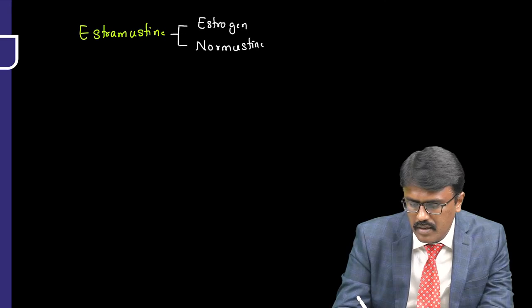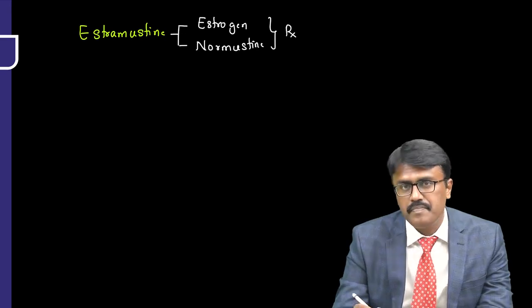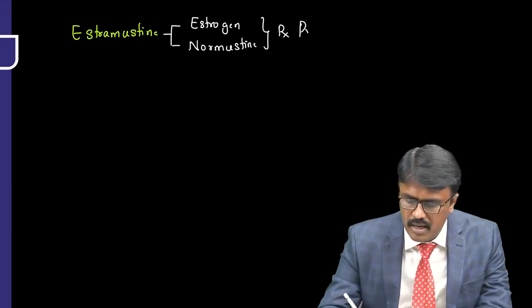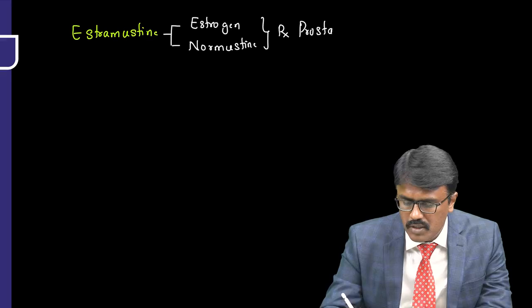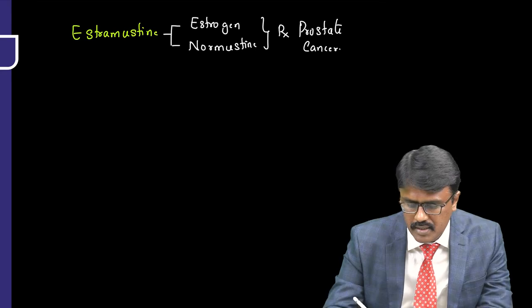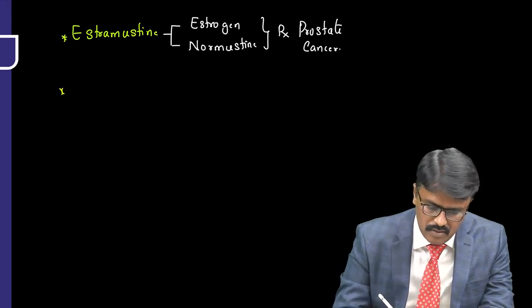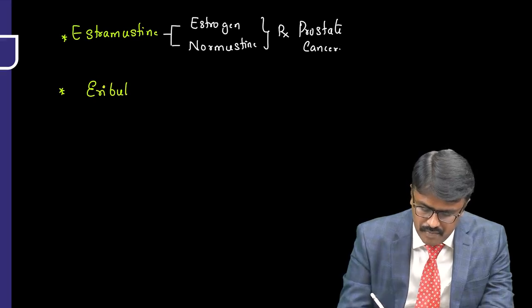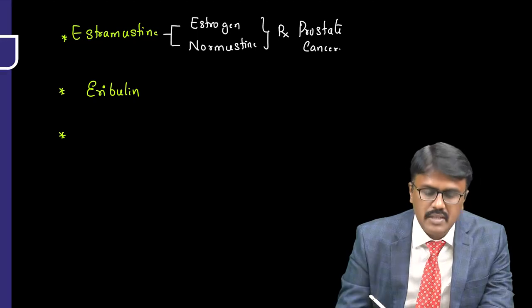Estramustine, and this is used to treat which cancer? Which cancer do you want to use estramustine in? It is a male cancer called prostate cancer. It is used in prostate cancer. The name is estramustine. Then we have a drug by the name eribulin and one more microtubule damaging agent.